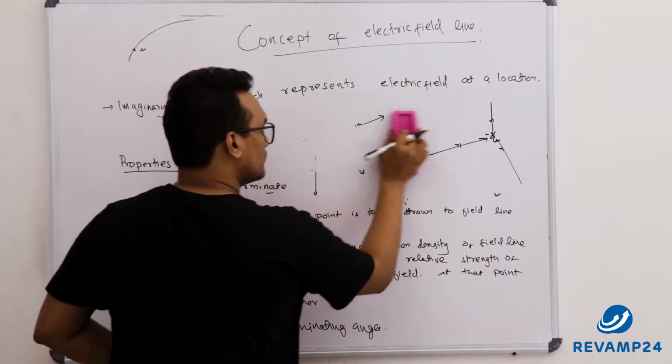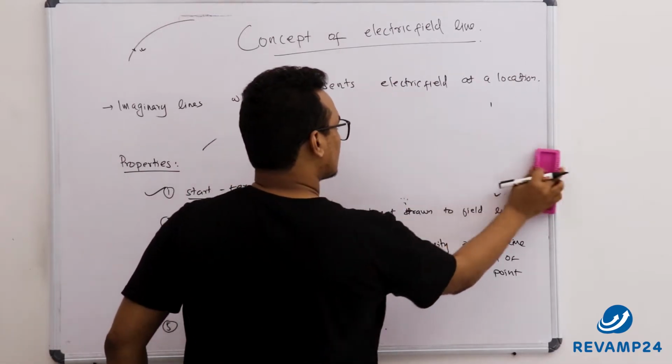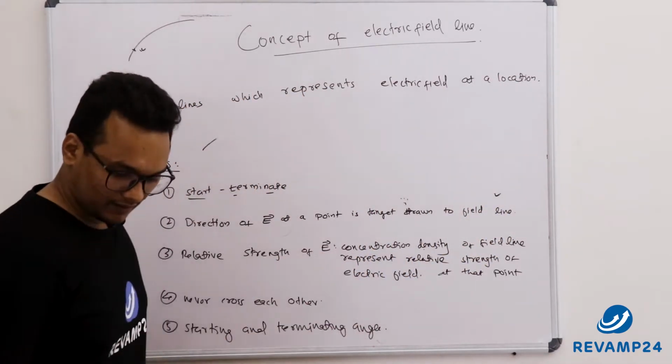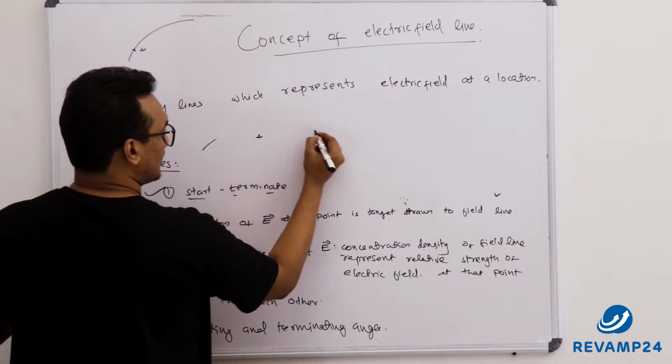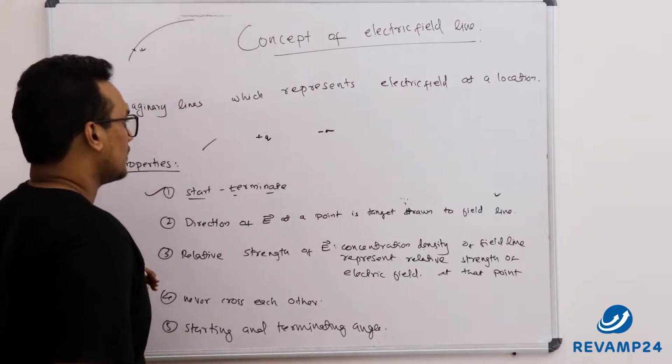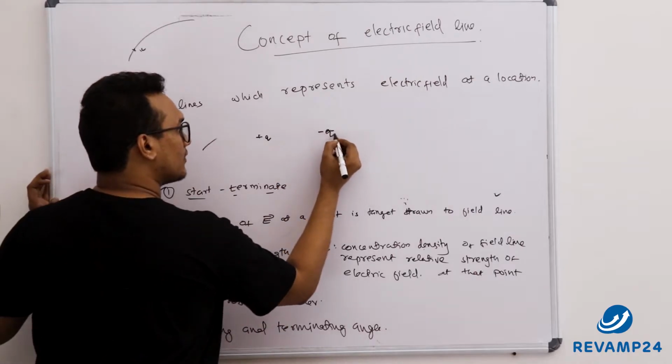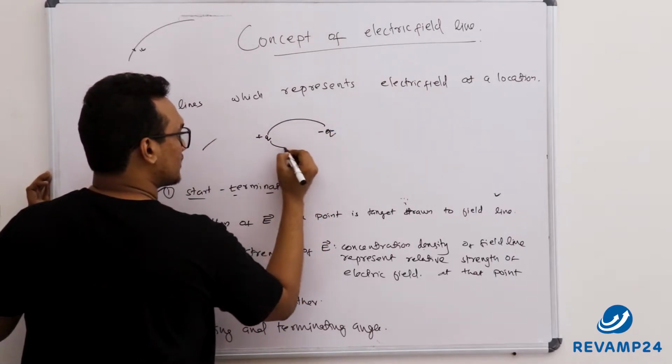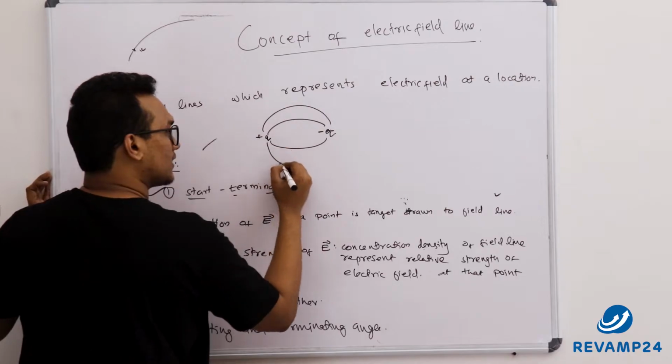Now if you keep a positive charge and a negative charge near each other in this way, plus Q and minus Q, how will the electric field lines be here? Then they will be from positive to negative, positive to negative.